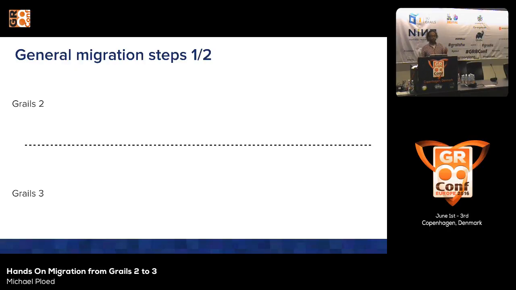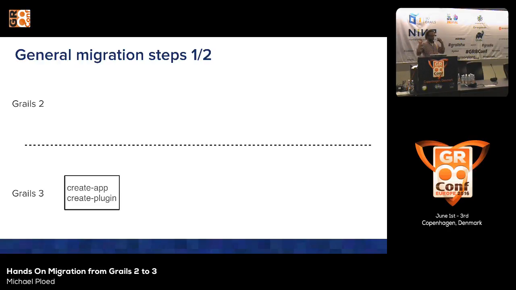The general migration steps that I recommend, and that are also recommended in the official documentation of Grails 3. There is a chapter on migration, and I highly recommend you check this out as well. You create a new app for Grails 3. Don't do the migration in your old Grails 2 project. You will probably mess it up in there. Create a new application.